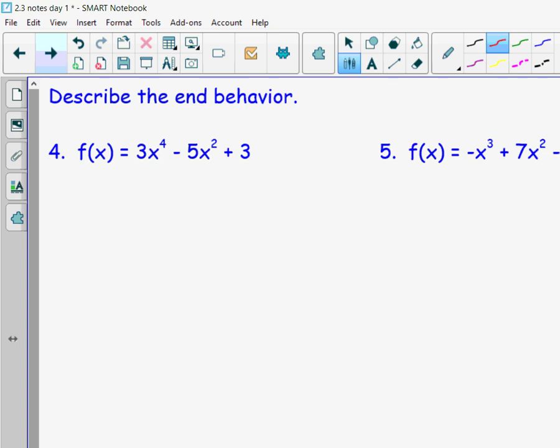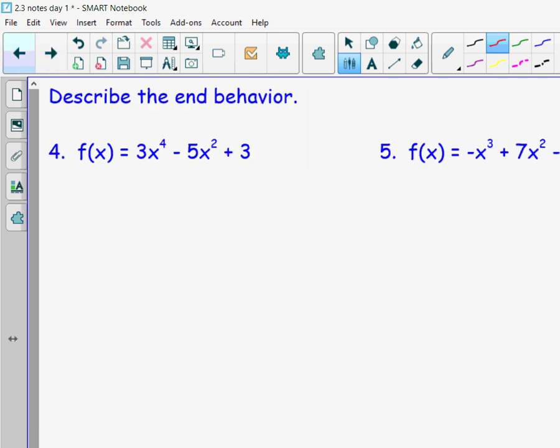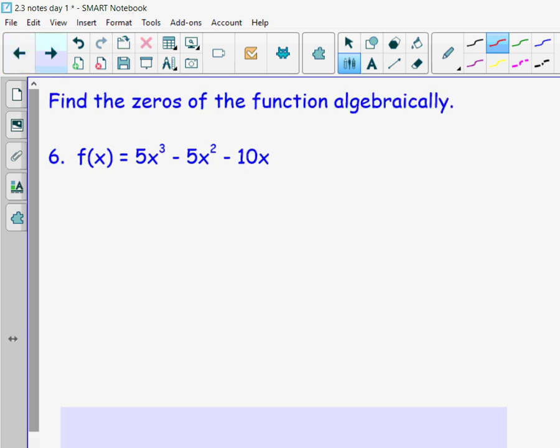So describe the end behavior, and what else do I have here? Find the zeros of the function. So describe the end behavior on this for me. I'm going to put them in as questions so that you can practice doing that. And then on this one, find the zeros, which means what if it's not factored for us? Can you factor that to find the zeros? We'll do those in class.